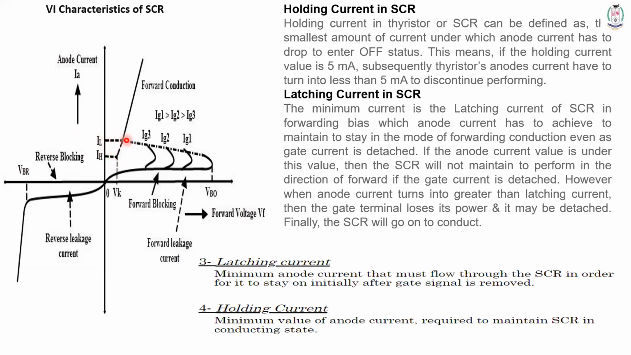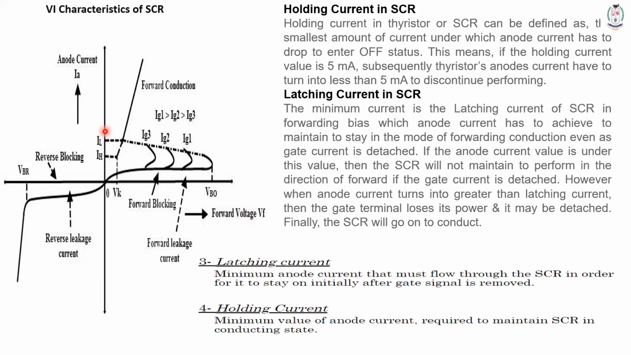Once the SCR reaches the latching current, I can't turn off the SCR even though I detach my gate current. So how can we define latching current? It is the minimum anode current that must flow through the SCR for it to be turned on. If the SCR moves to the forward conduction state, even when my gate current is detached, the SCR will still be in the on state. So once it reaches that latching current, I can't turn off my SCR.